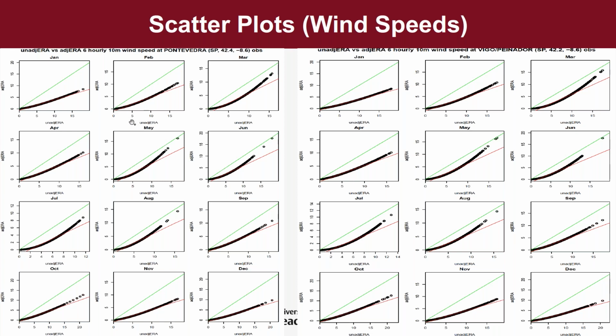So on the x-axis we have unadjusted ERA interim, and on the y-axis we have adjusted ERA interim. So you can see here that, relative to the one-to-one line, the adjustments for Pontevedra are making the wind speeds a lot less than they have been produced by the reanalysis. So the adjustments are reducing the wind speeds.